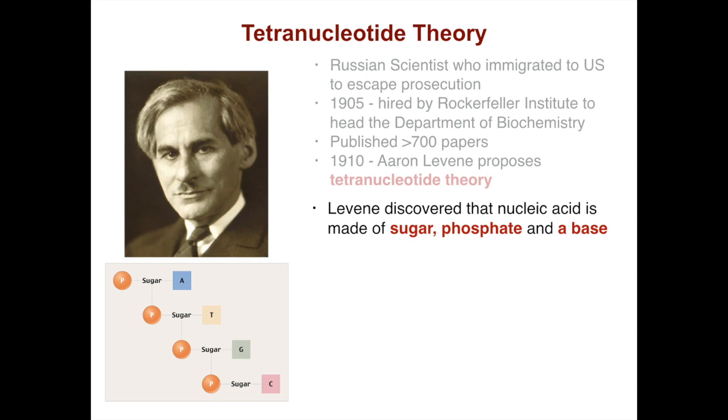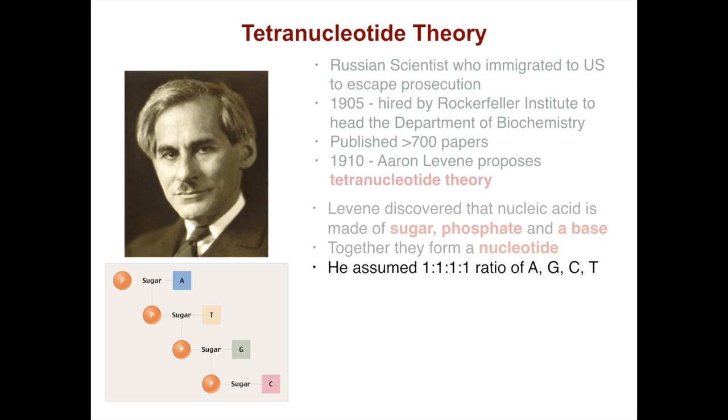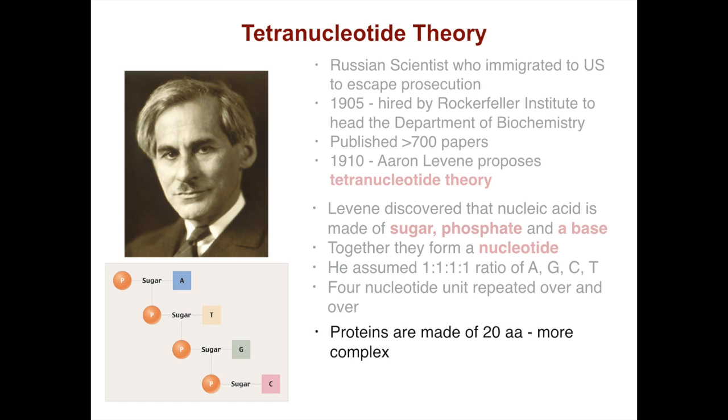Levene discovered that nucleic acid is made of a sugar, phosphate, and a base. Together, they form a nucleotide. He assumed a 1 to 1 to 1 to 1 ratio of A to G to C to T, and that the 4 nucleotide unit repeated over and over. Proteins are made of 20 amino acids and are therefore more complex. So he thought that protein must serve as genetic material.